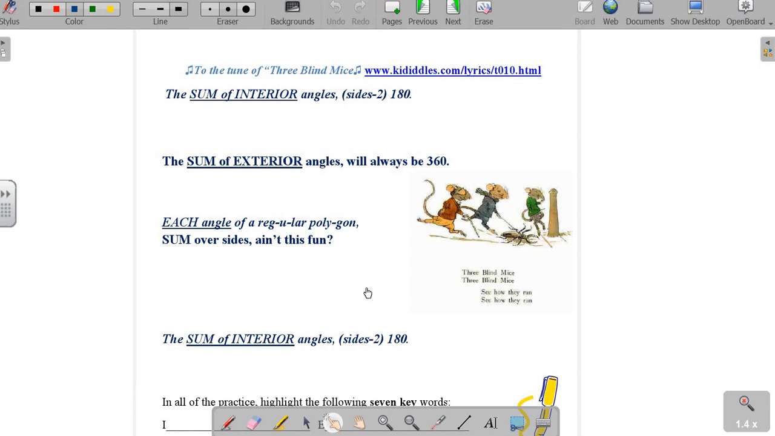You ready? The sum of interior angles, sides minus 2 times 180. The sum of exterior angles will always be 360. Each angle of a regular polygon, sum over sides, ain't this fun? The sum of interior angles, sides minus 2 times 180.